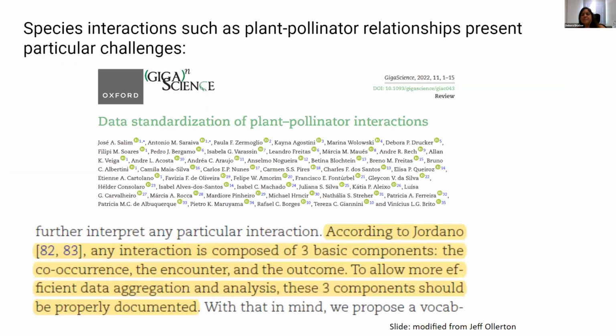So this challenge was addressed in this article led by José Salim, who is also our team member in this case study. And for those that are not so familiar with what interactions data or pollinator data are, we have these basic components: the co-occurrence, the encounter, and the outcome. We really need to document this properly.